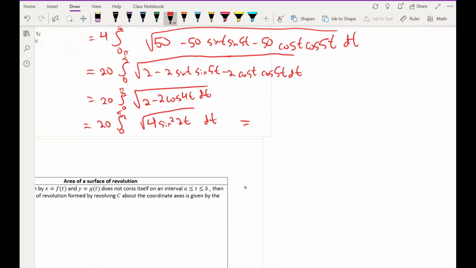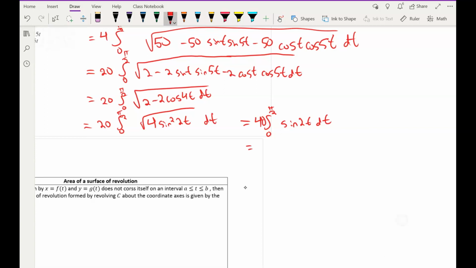Well, we have the square root of 4. That's the same thing as 2. Multiply that out front. 2 times 20 gives me 40. And we're integrating from 0 to pi over 2. And then the square root of sine squared 2t is just going to be sine of 2t dt. And now we can do some anti-differentiation rather easily.